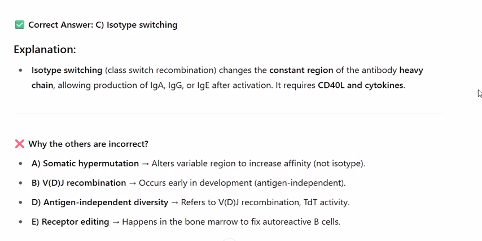A. Somatic hypermutation alters the variable region to increase affinity, not isotype. B. VDJ recombination occurs early in development, antigen independent. D. Antigen-independent diversity refers to VDJ recombination, TdT activity. E. Receptor editing happens in the bone marrow to fix autoreactive B cells.